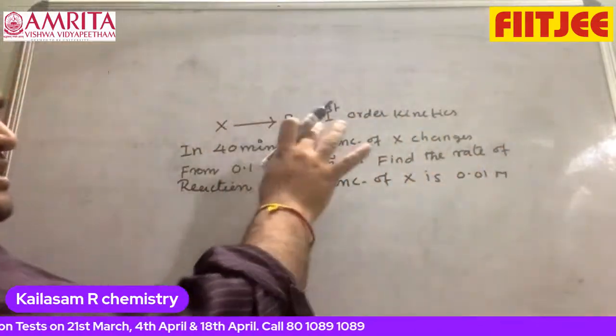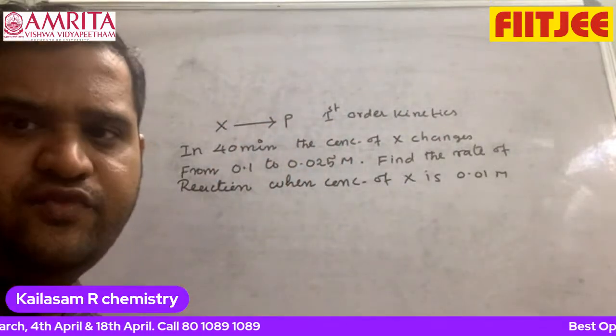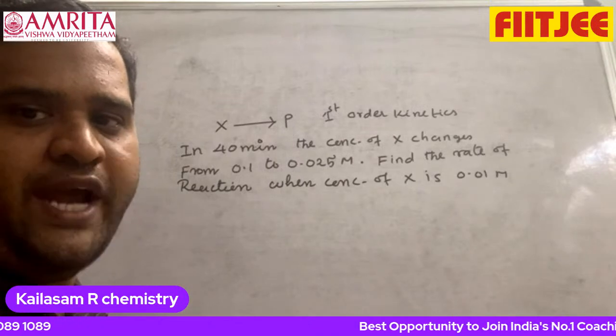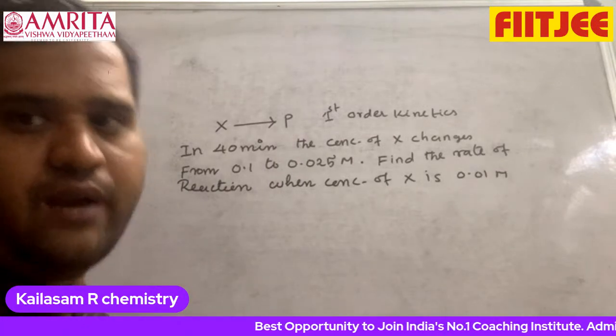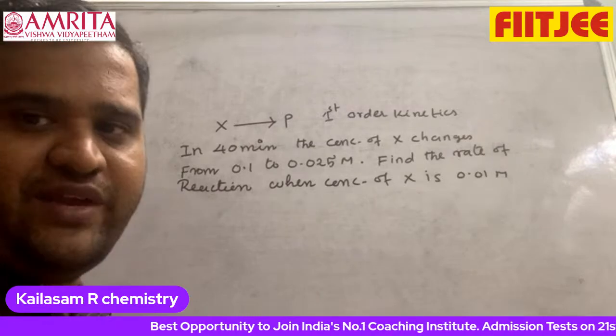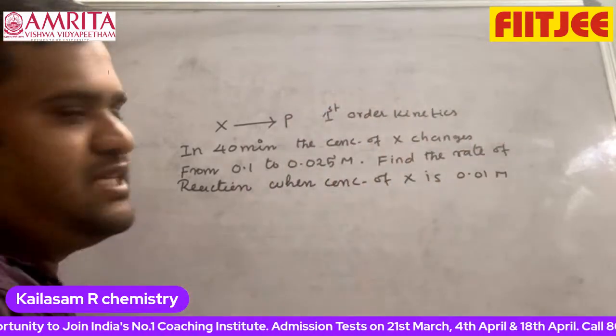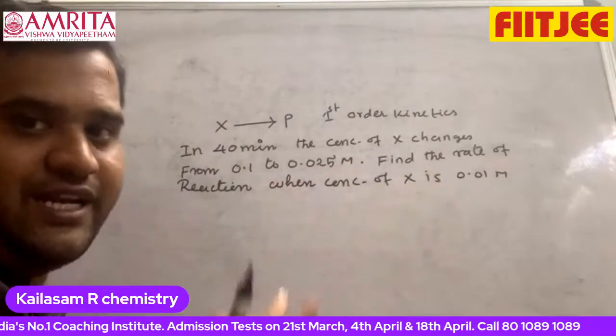So the question is: X gives product, it follows first order kinetics. In 40 minutes, the concentration of X changes from 0.1 molar to 0.025 molar. Find the rate of reaction when the concentration of X is 0.01. So this is a first order kinetics problem. Now we can use the first order rate equation.